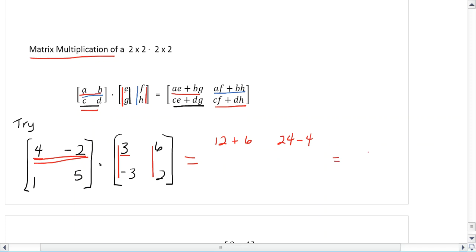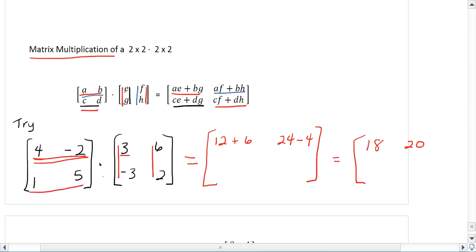And I'm just going to go ahead, it's kind of bothering me, I'm going to write the answers here. 12 and 6 is 18, because you're probably not going to write that middle step. You're just going to write 24 minus 4, you're going to write 20. But just for this explanation, I'm going to put in this middle step. So now we've got to work on our bottom row.